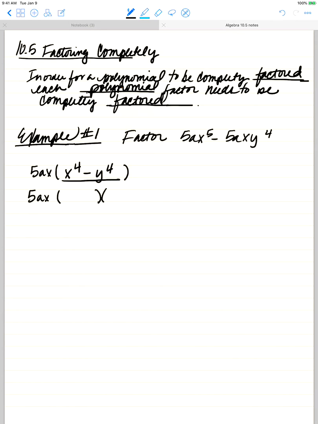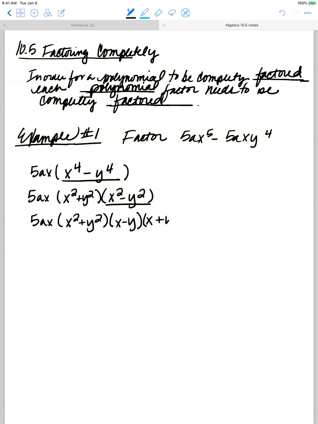5ax times x to the fourth minus y to the fourth is equal to x squared plus y squared times x squared minus y squared, okay? We have another difference of squares, so we have to factor that one as well. 5ax times x squared plus y squared times x minus y times x plus y. Now we have completely factored this because nothing else can be factored. Okay, all of our polynomials are factored out. We are all done.